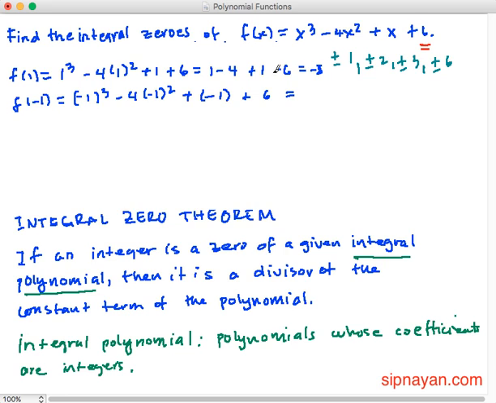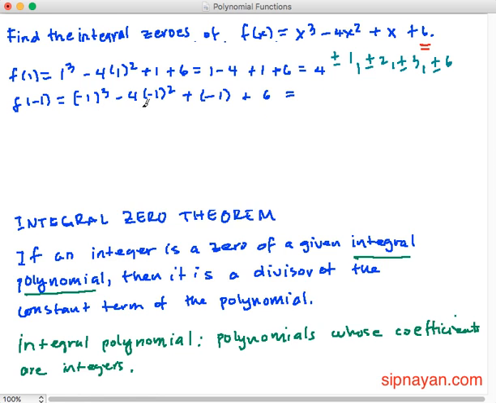So, plus 6, 1 minus 4 is negative 3 plus 1. Negative 2 plus 6, this is 4, I think. Tama ba? So, double check natin. 1 cubed minus 4 times 1 squared plus 1 plus 6. So, 1, then minus 4 plus 1 plus 6. So, 1 minus 4 is negative 3. Plus 1 is negative 2. Plus 6 is 4. Okay?